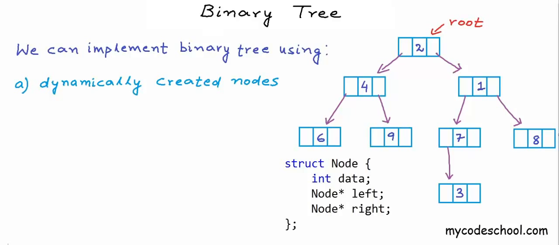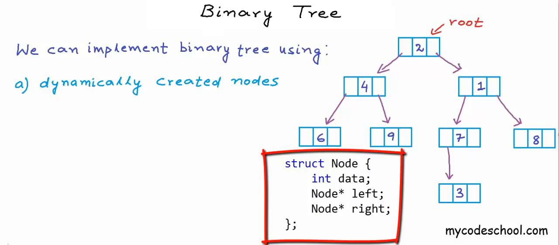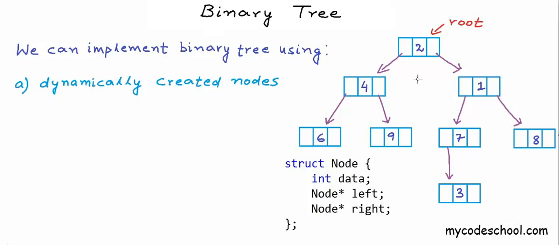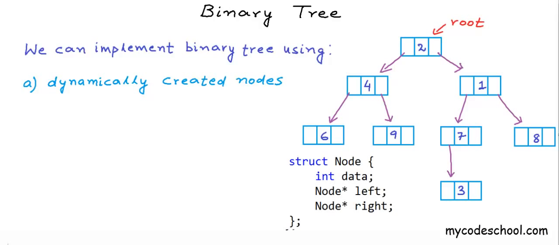For a binary tree of integers in C or C++, we can define a node like this. Data type here is integers, so we have a field to store data, and we have 2 pointer variables, one to store address of left child and another to store address of right child. This of course is the most common way. Nodes dynamically created at random locations in memory linked together through pointers.